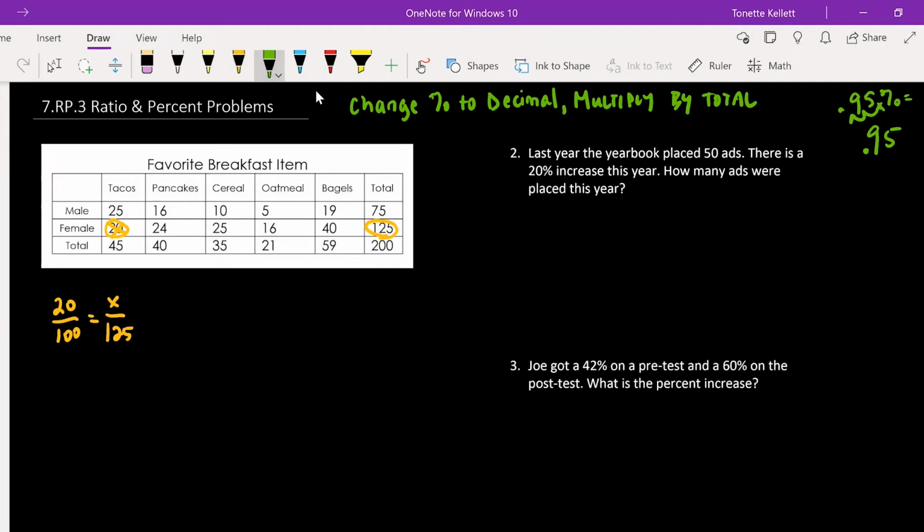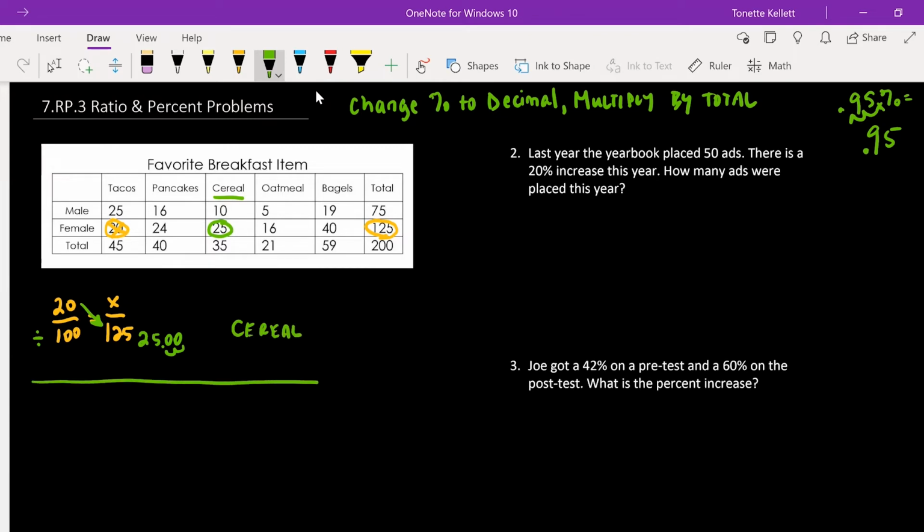After you've set up your proportion, you're going to multiply diagonally and divide by the number left over. So 20 times 125 is 2,500. And if we divide by 100, you just move the decimal back 2 spaces. You see right there that the answer would be 25. Cereal. Cereal would be the answer to the first question.